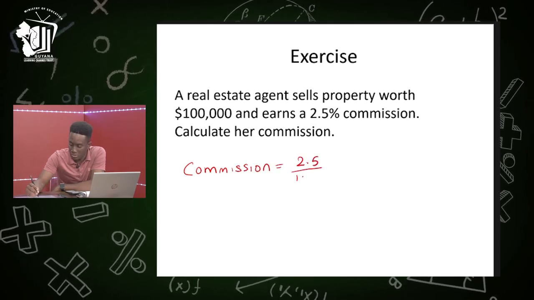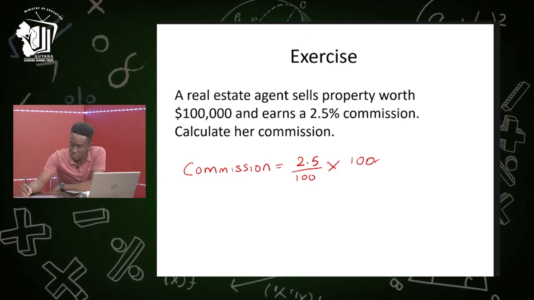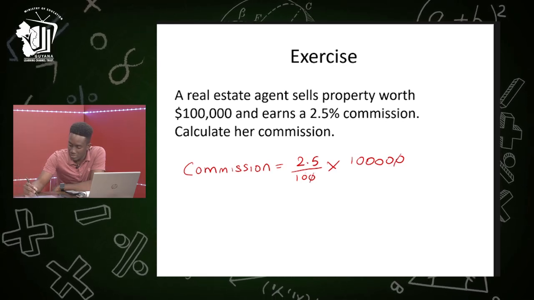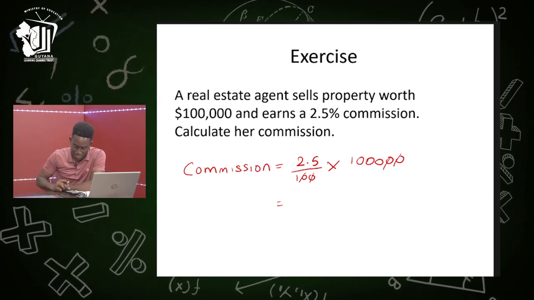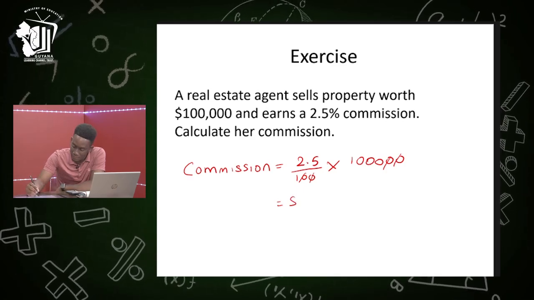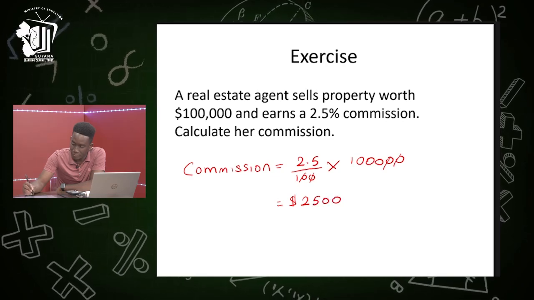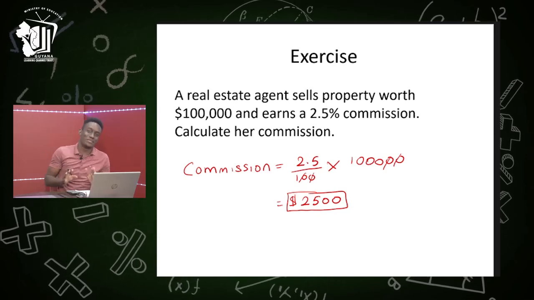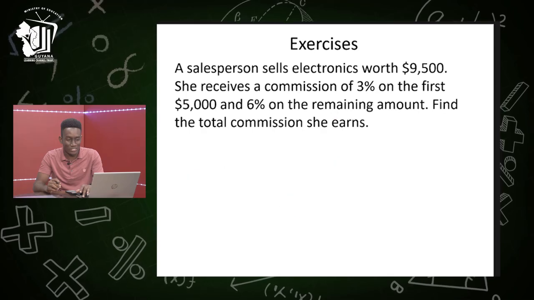2.5%, which is 2.5 over 100 multiplied by 100,000. So this 0 goes with that 0, this 0 goes with that 0, and 2.5 times 1,000 would give me $2,500 of commission. So if you got this question, that means you understand commission and how to find commission. So let's move on to another example.